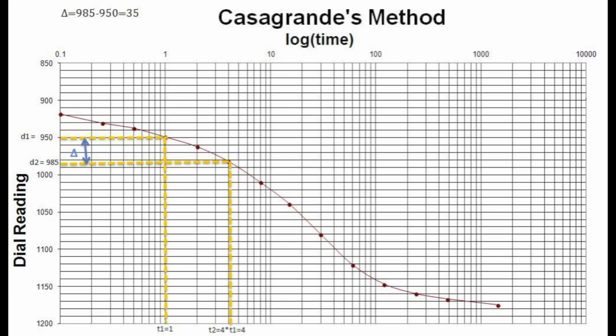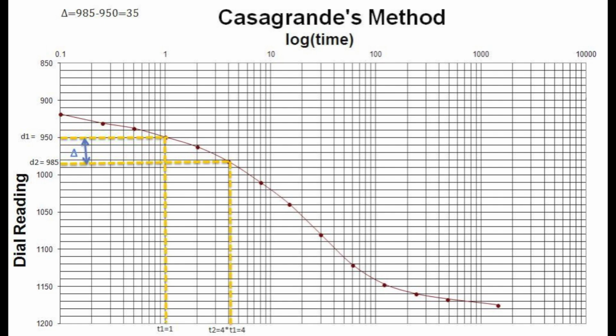To do this, we select T1 to be a time within the initial parabolic portion and less than 60% consolidation. For convenience, we take T1 to be 1 minute. T2 is 4 times T1, therefore in our case T2 is 4 minutes. Find the corresponding deformation D1 and D2 as shown.